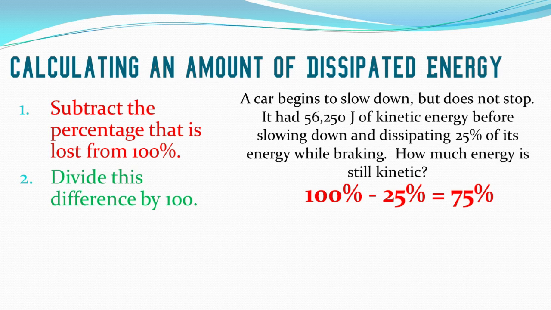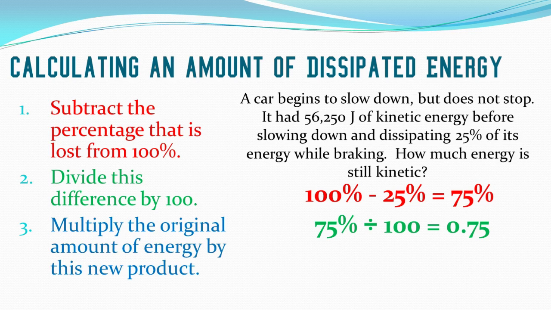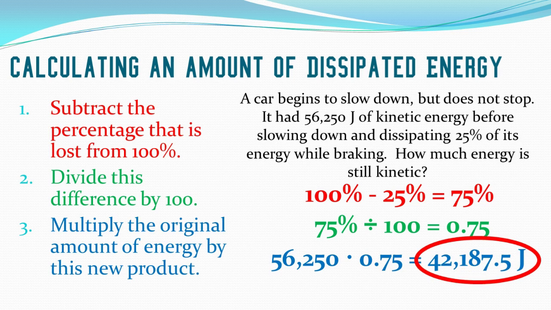Now we're going to divide this difference by 100. I want to turn that percentage into a decimal form, so 0.75, and then multiply the original amount by the product. We started with 56,250 joules of energy. That's 100% of our energy. I need to know what is 75% of the energy. That means that 42,187.5 joules of this energy is still being used to move the car forward. The amount of kinetic motion energy decreased, which explains why the velocity of the car decreased.